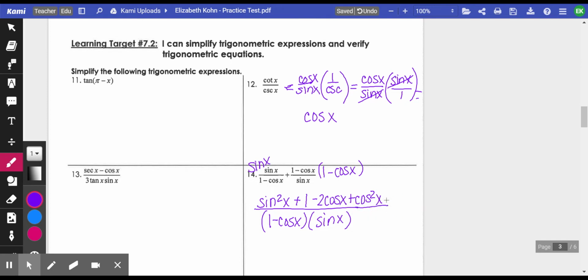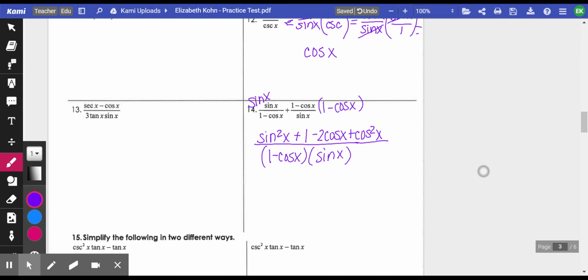You are FOILing this out or using the box, however you choose to multiply, but you're multiplying it out. It's not just 1 minus or plus cosine squared. You have to remember to multiply the whole thing so that you get all the pieces and then combine your like terms, okay? Now, once I've got this on top, I can simplify from here. I know that sine squared plus cosine squared is 1. So I'm just going to substitute that with a 1.